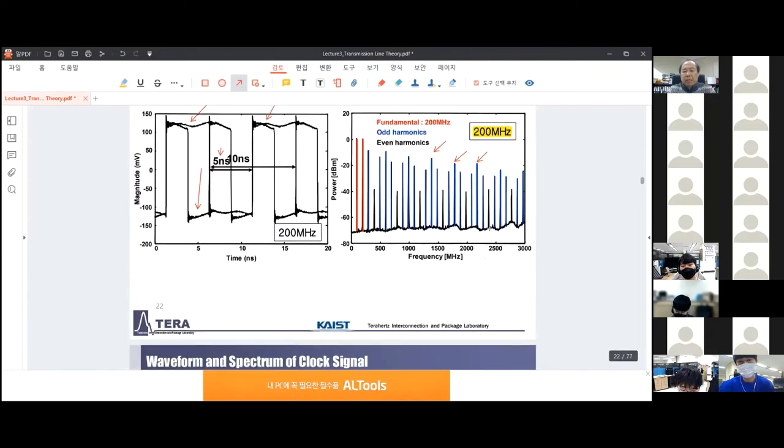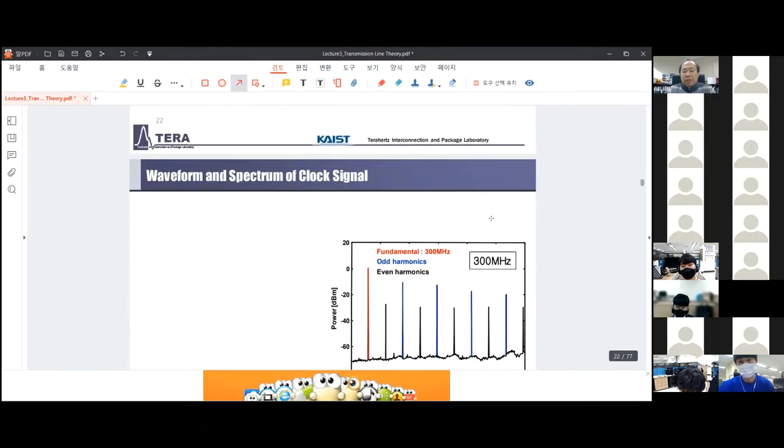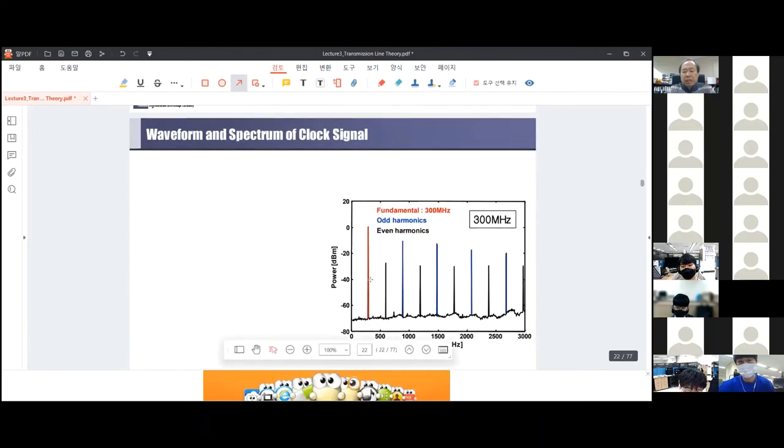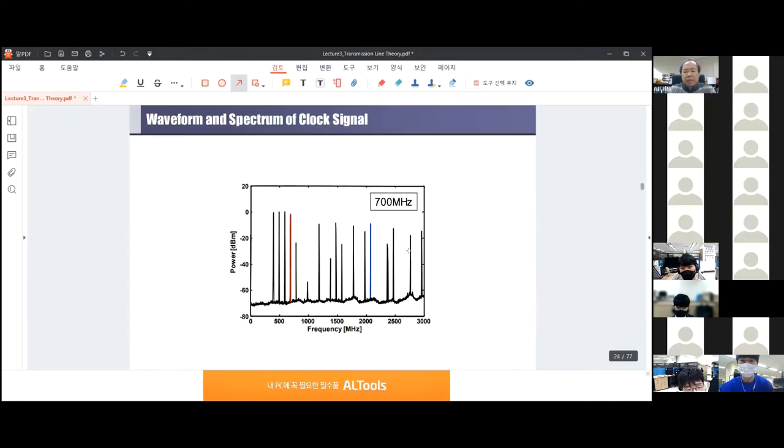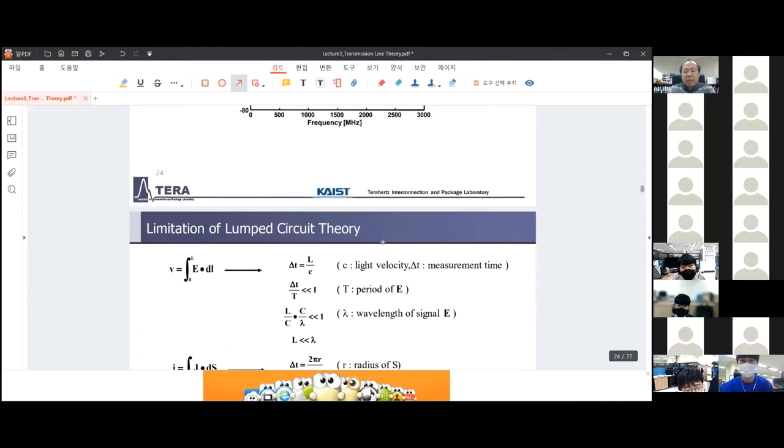If we increase the clock frequency to 300 megahertz, you see that it starts with 300 megahertz, 600 megahertz. So it is clearly becoming harmonics of 300 megahertz. If you use 700 megahertz, we are going to have different harmonics.